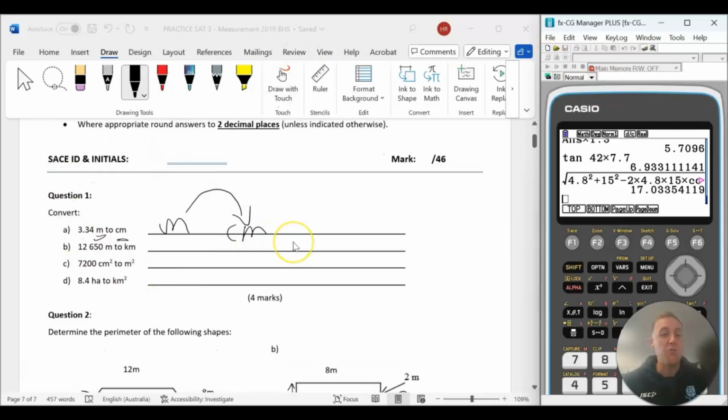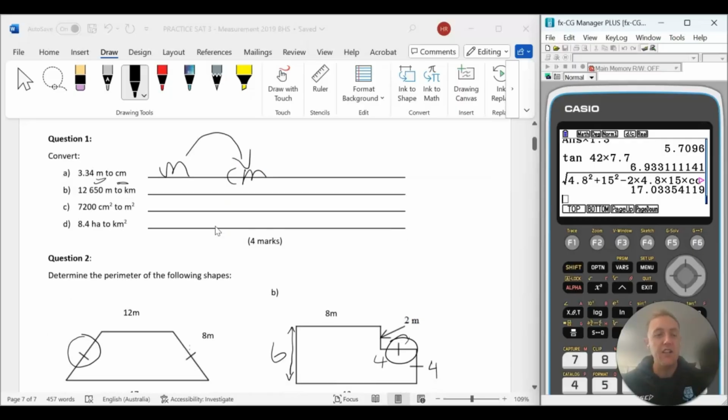With our first question, we're going to be looking at converting. So take note of the different units: hectares to kilometers squared, centimeters squared to meters squared, meters to kilometers, meters to centimeters. Make sure that you are following the arrow the right way, from meters to centimeters, and looking at the equation at the top. Is it timesing by or is it dividing by? Just be thorough with that. I'm not going to answer those questions for you on the video. I think you are capable of doing that.